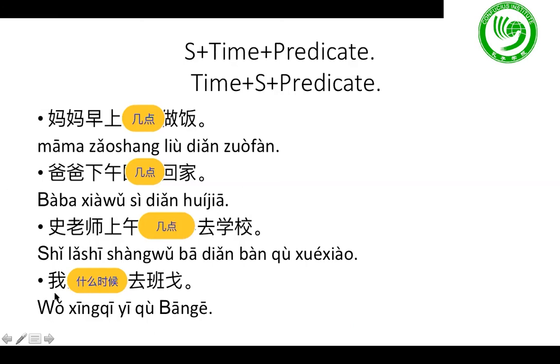So we can say, if you know 我星期一去班歌 and you want to know what time you go to 班歌, you can say 你什么时候去班歌? Don't forget to change 我 into 你 when you're asking, and also give it a question mark. So how to ask the last question? 你什么时候去班歌? Answer me, please.